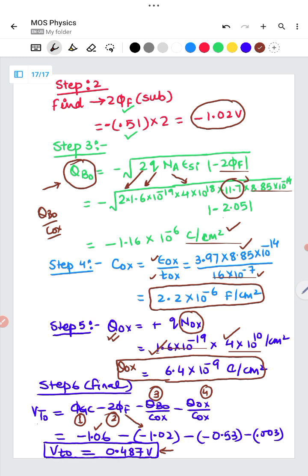Okay, mostly this VT naught depends upon the material's properties, like what is the doping concentration and all. So this comes out to be 0.5 volt.